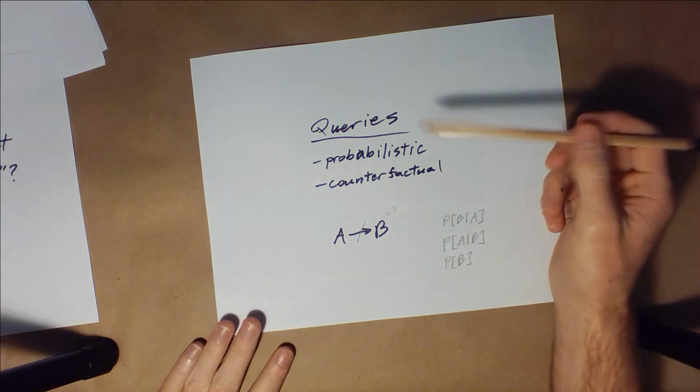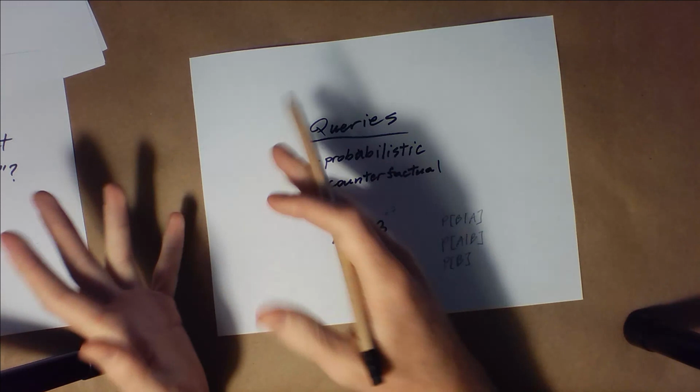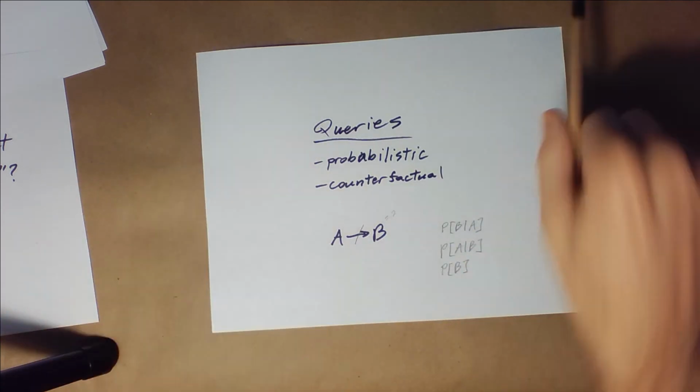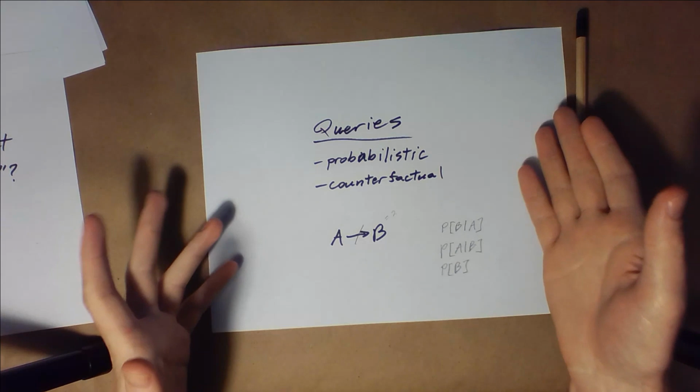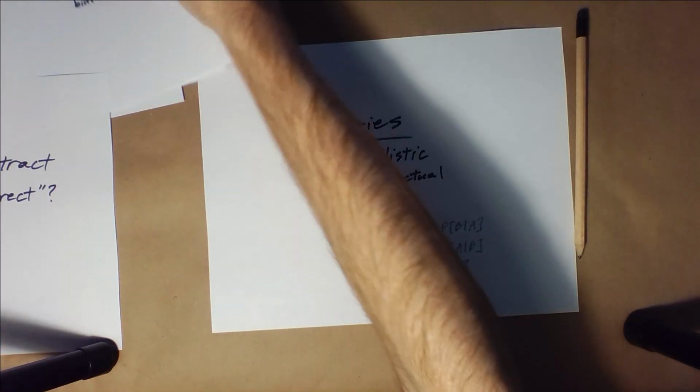Now, we want to be able to run these sorts of queries on our abstract DAGs and get back the same answers that we would on our concrete DAGs. That's the main criterion for what makes an abstract causal model correct. We can see that if we go back through these examples.